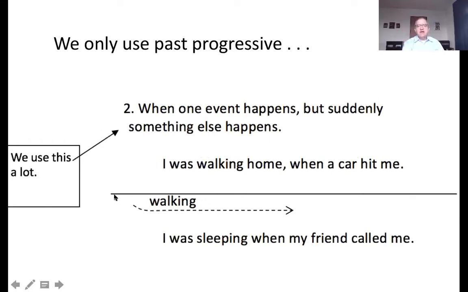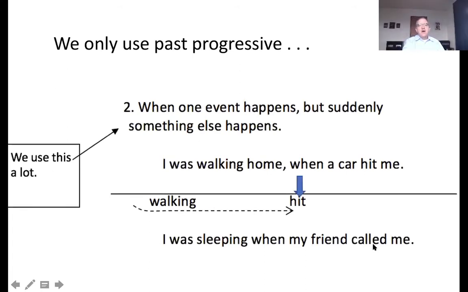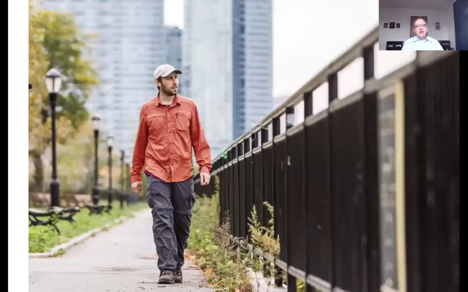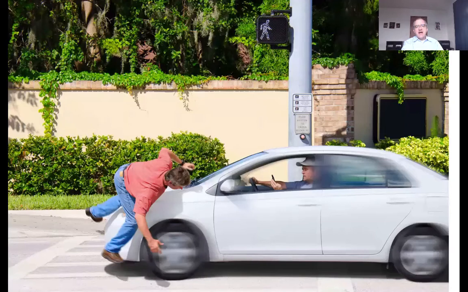I was sleeping when my friend called me. Sleeping, sleeping, sleeping, bring! Okay, so the sleeping is the condition and then the sudden action. Sleeping was sleeping in past progressive. Called is a sudden action and it's past. Okay, walking is a slow action. Hit is a sudden action, so it is past. Walking, walking, walking, bam. Okay, I was walking along for a long time and suddenly, bam, someone hit me.